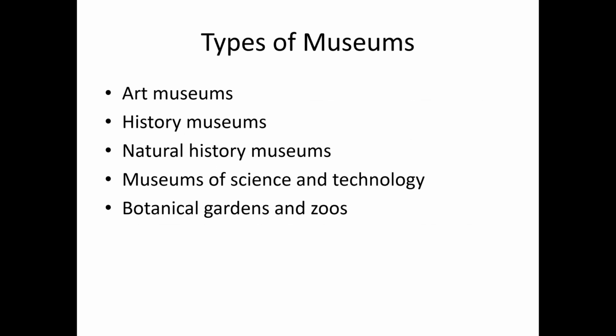We can categorize museums according to what kind of collections they hold. So for instance, art museums, history museums, natural history museums, where you would see dinosaur skeletons, for instance, museums of science and technology, and botanical gardens and zoos. Our main focus here will be art museums and history museums, although I have done some translation for botanical gardens before as well.